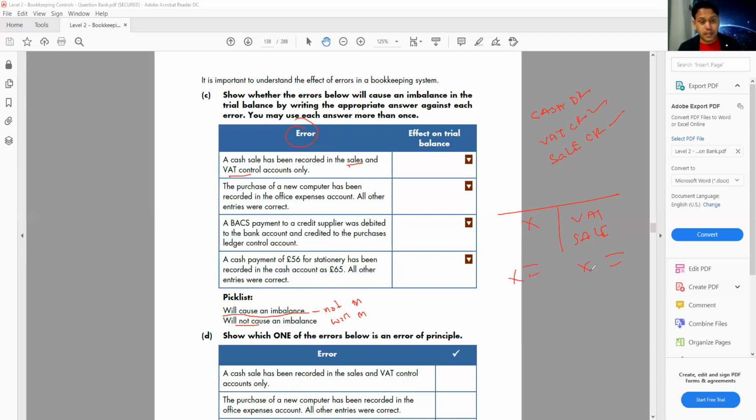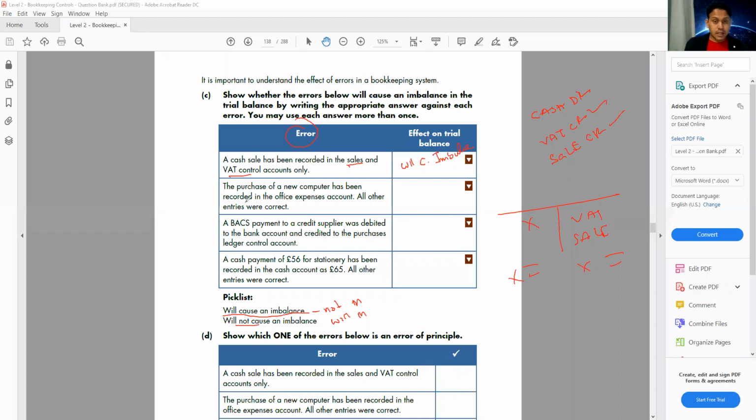So if you need to do workings on the exam, you will have your scrap paper and your pen with you. You can make a T account and see what will happen if you are confused about the answer. If you do the workings on your T account, you will see very easily whether it will match or not. So for that reason, I would say that will cause an imbalance. That means it will not match.